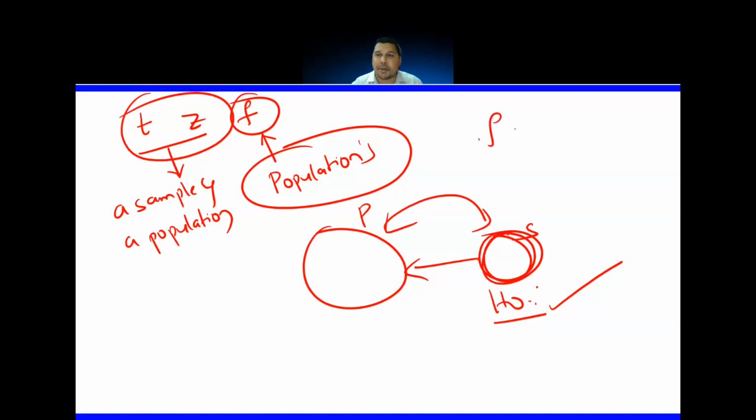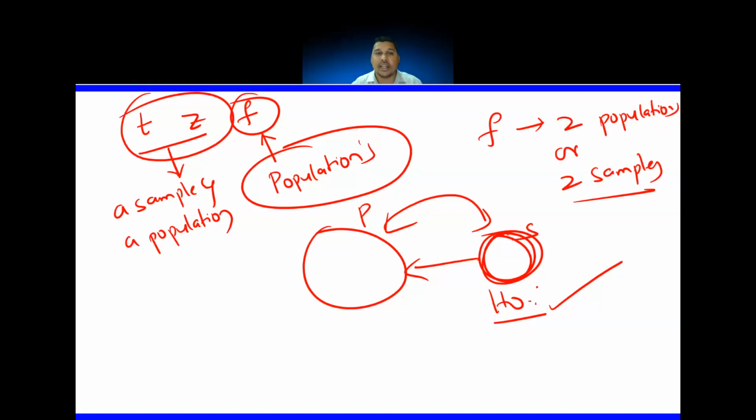F test can be applied between two populations or two samples. So from a population, I may take a sample S1, another sample S2. I want to comment about these two samples, how they are related to each other. What is the variance between these two samples? How is the data available in both those samples? That is given by your F test.